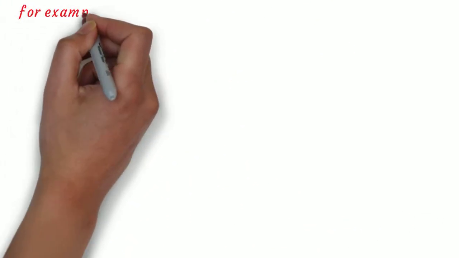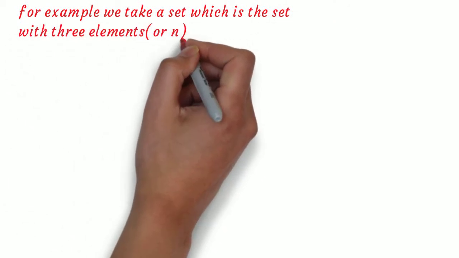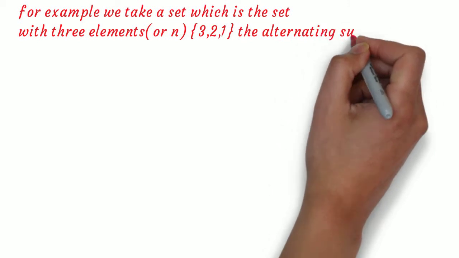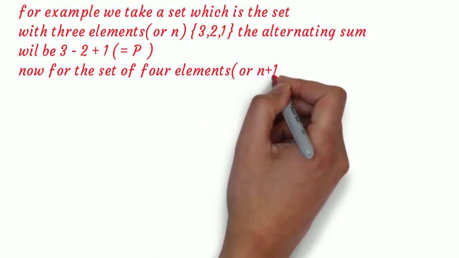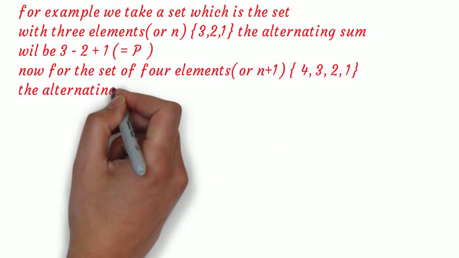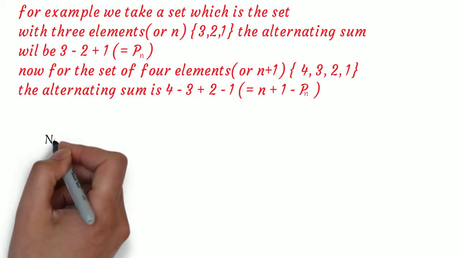Before doing it, let's try finding the alternating sum for the set 3, 2, 1. Let's denote this alternating sum with Pn. Now, if I add one more element, say 4, to this set, then the alternating sum for the new set becomes 4 minus 3 plus 2 minus 1. Now, if we take a minus 1 common after 4, we get Pn inside. This clearly demonstrates that we can use the same alternating sums that we calculated while calculating Sn to find this extra sum.